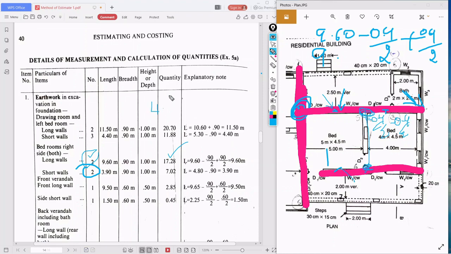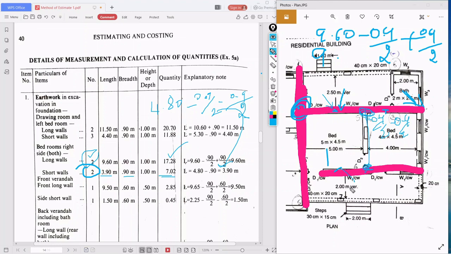What happens? 4.80 minus 0.9 by 2 minus 0.9 by 2. The answer is 3.90. So 3.90 is the length, breadth is 0.9, height is 1. When we multiply, the quantity is 7.02. So this is all over.